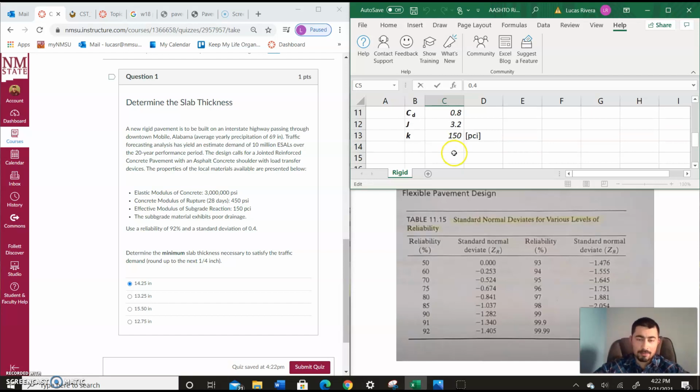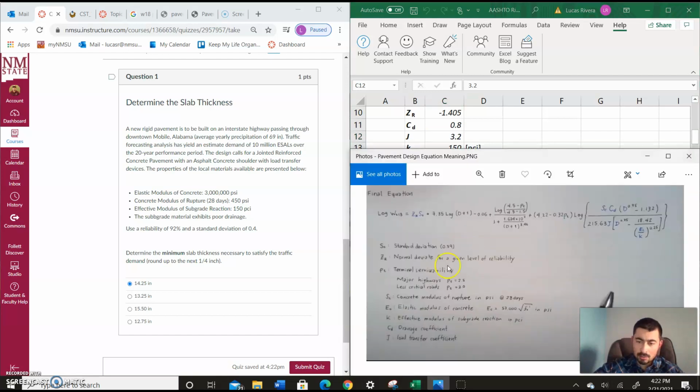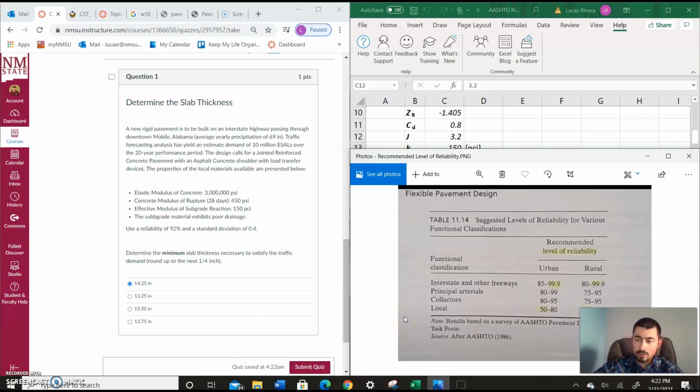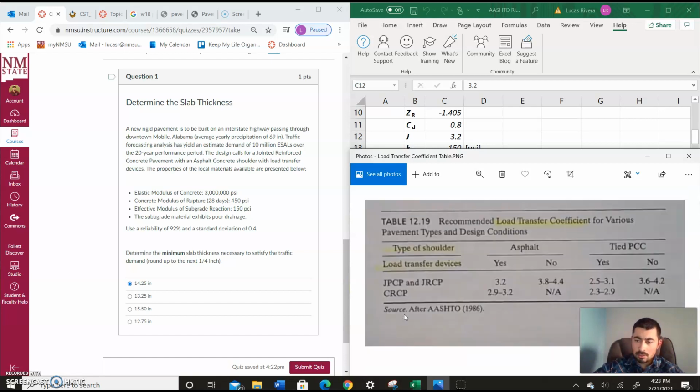J, I think, is where I'll mess up if I mess up anywhere. How did I get J? J is load transfer coefficient. And it is jointed reinforced concrete pavement with asphalt concrete shoulder. I see asphalt. I don't see tied PCC. I'm going to go 3.2. I'm standing by that.